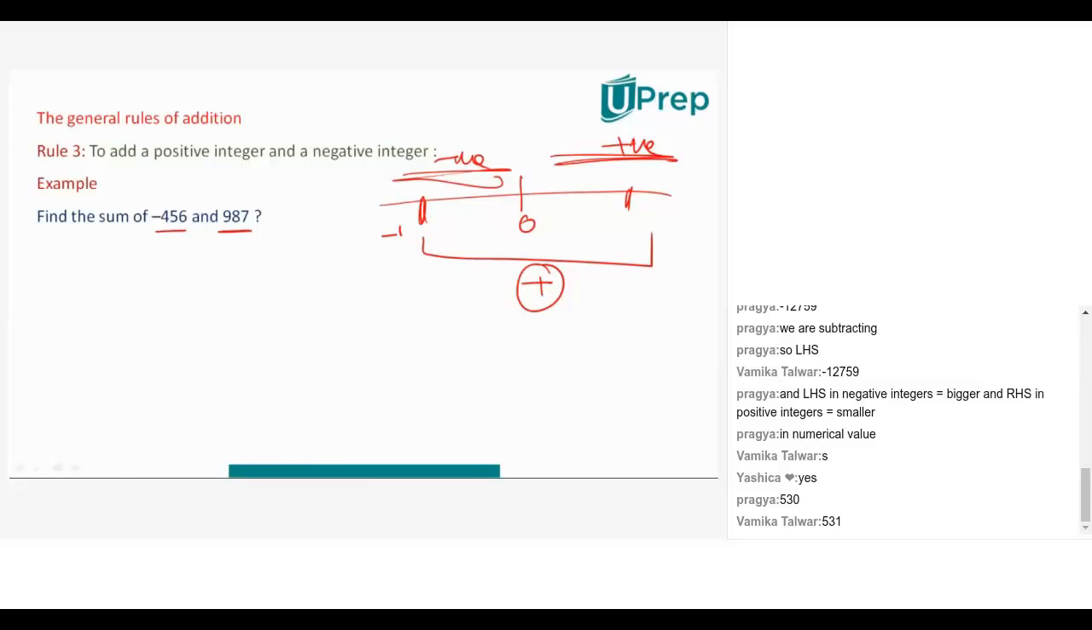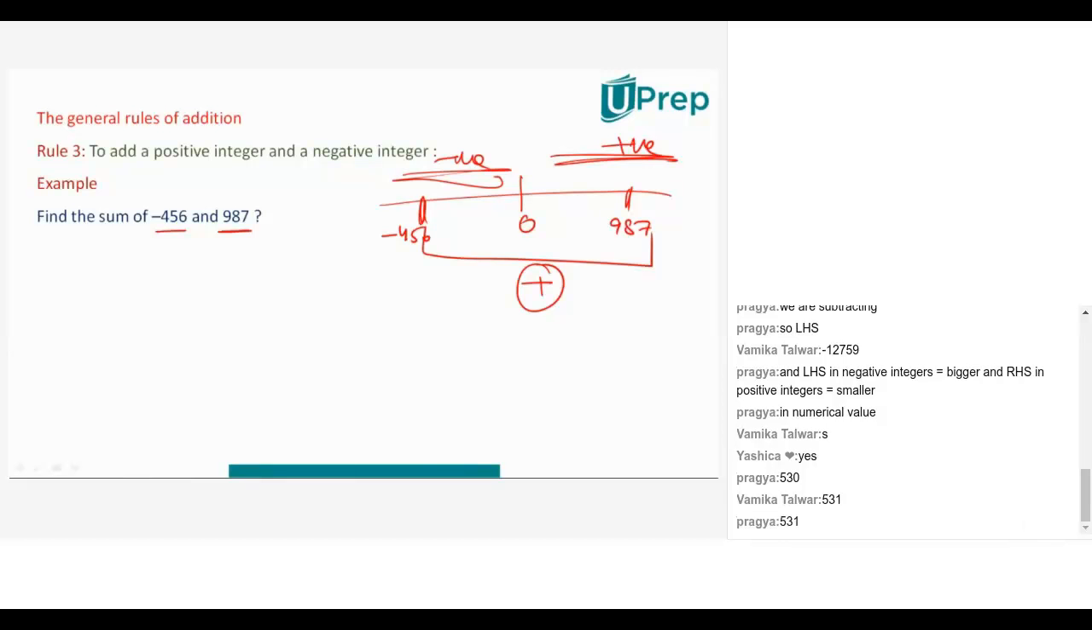Left of 0. 987. Wait. Neha, think again. 987 lies... Sir, I told it about 456. Okay, I have 987, 456. Brilliant. 456 lies to the left of 0. 987 lies to the right. 987 less minus 456. Okay, so I got my answer, sorry.